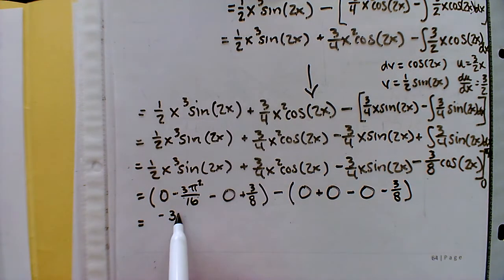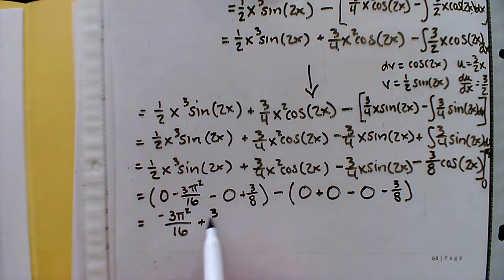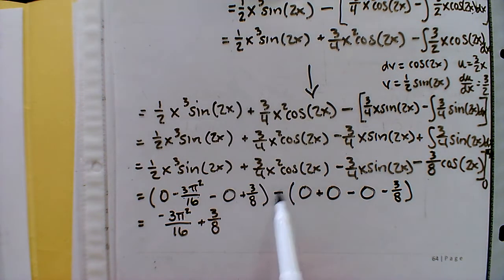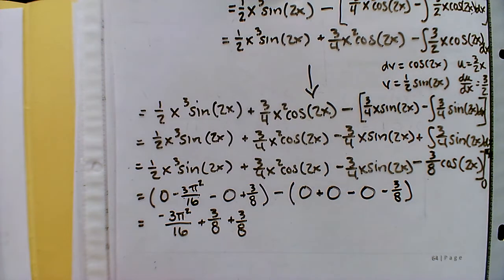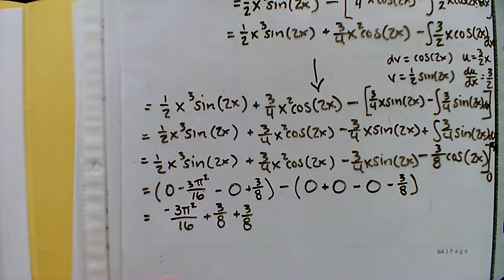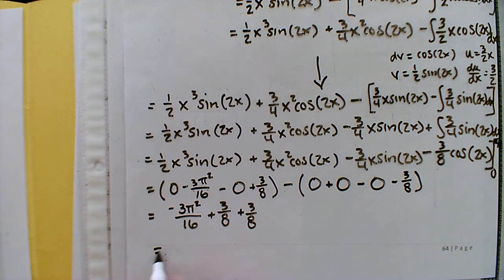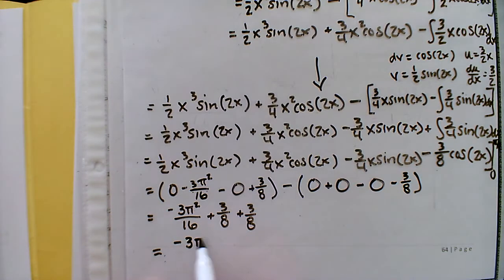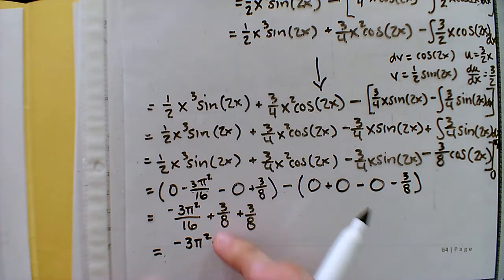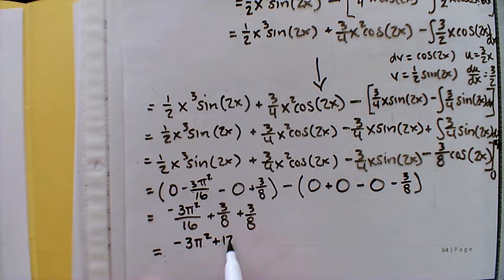Okay, so we have -3 pi squared over 16 plus 3/8 plus another 3/8. Let's see, if we get a common denominator, multiplying the last two fractions by 2 on top and bottom, we'd have a -3 pi squared plus 6 plus another 6, so that would give us 12 all over 16.